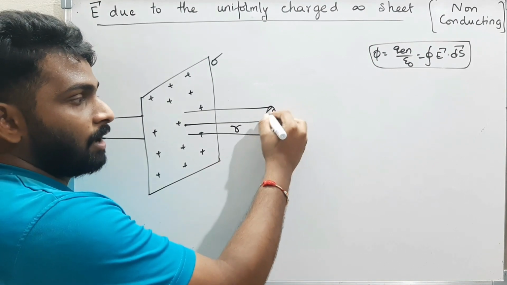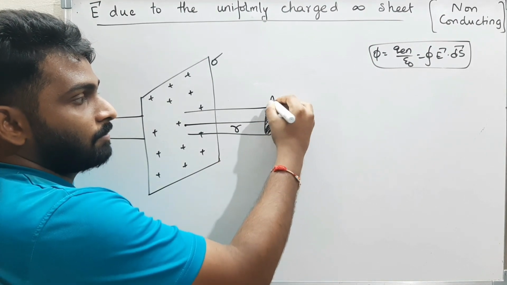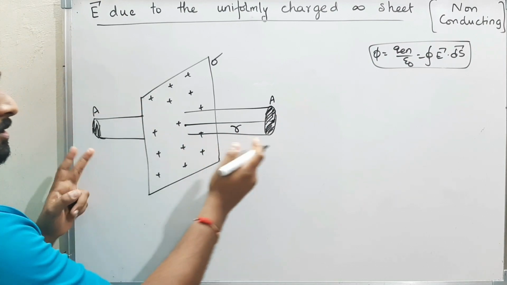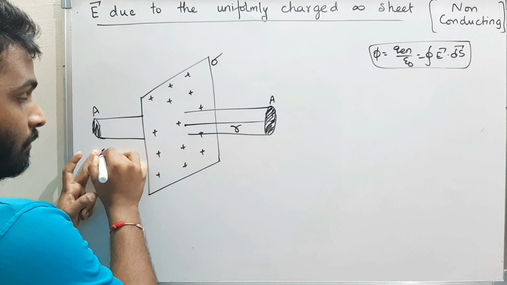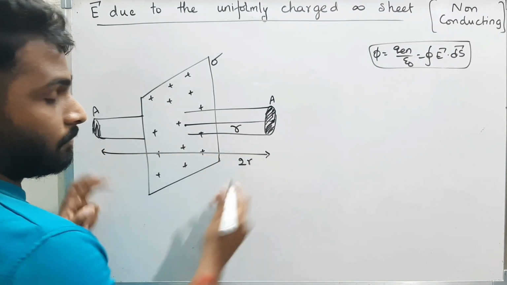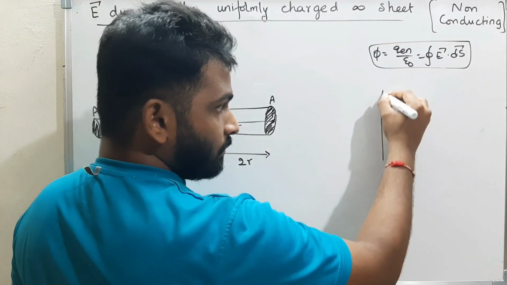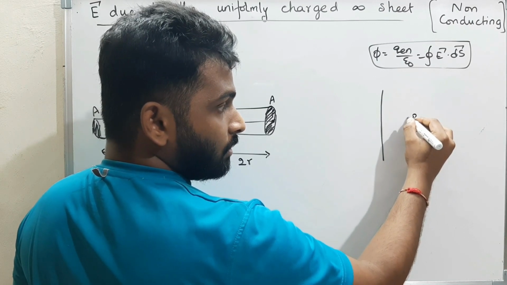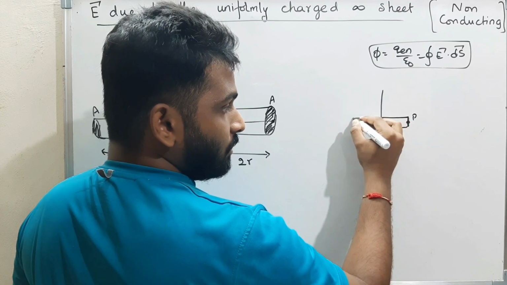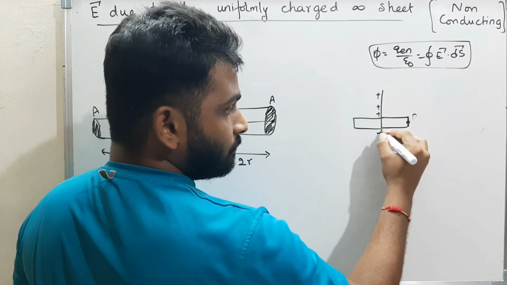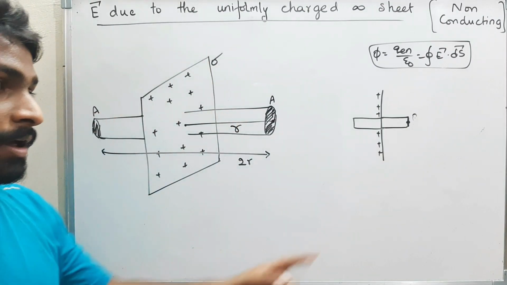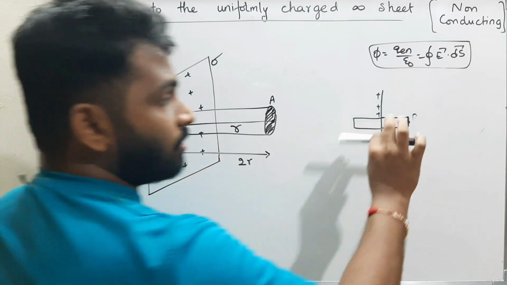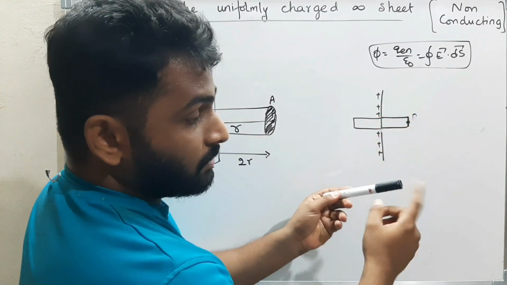I assume a cylinder having a base area A. Here also the base area is A. And the whole length of the cylinder I am assuming as 2r. Now see here, this is a sheet, and this is the point at which you have to find the electric field intensity. Now I am assuming a cylindrical shape called the Gaussian surface like this. This is a sheet, and I am assuming a cylindrical Gaussian surface like this, such that this Gaussian surface will pass through this point.